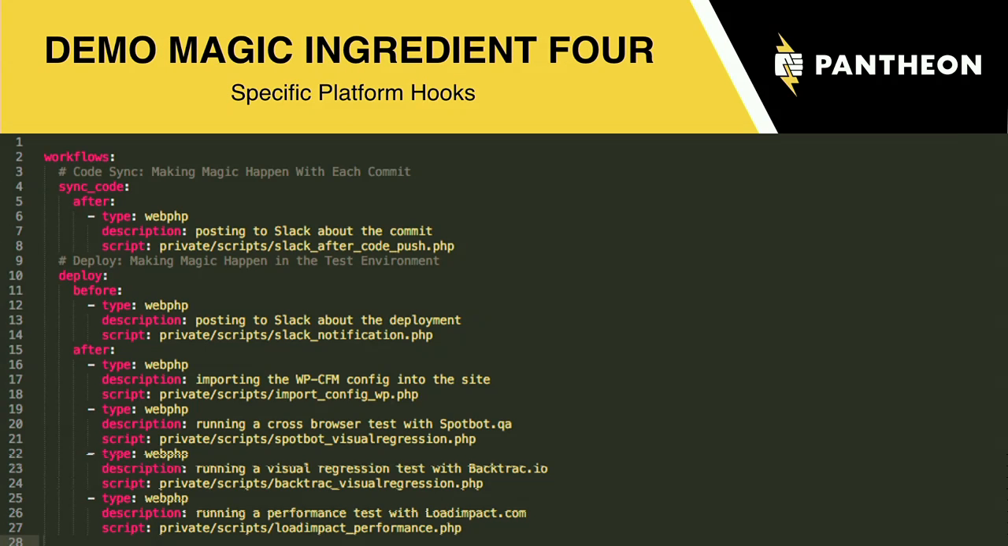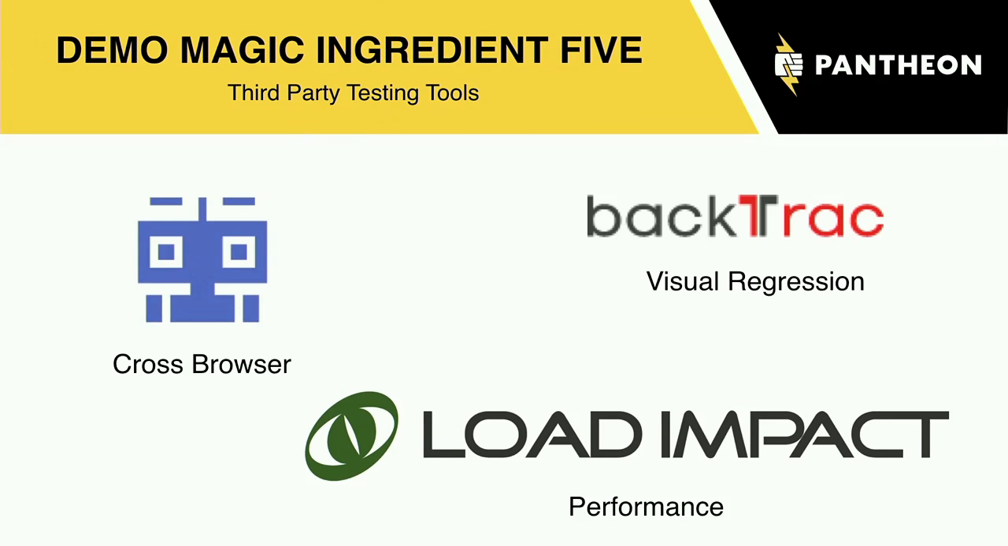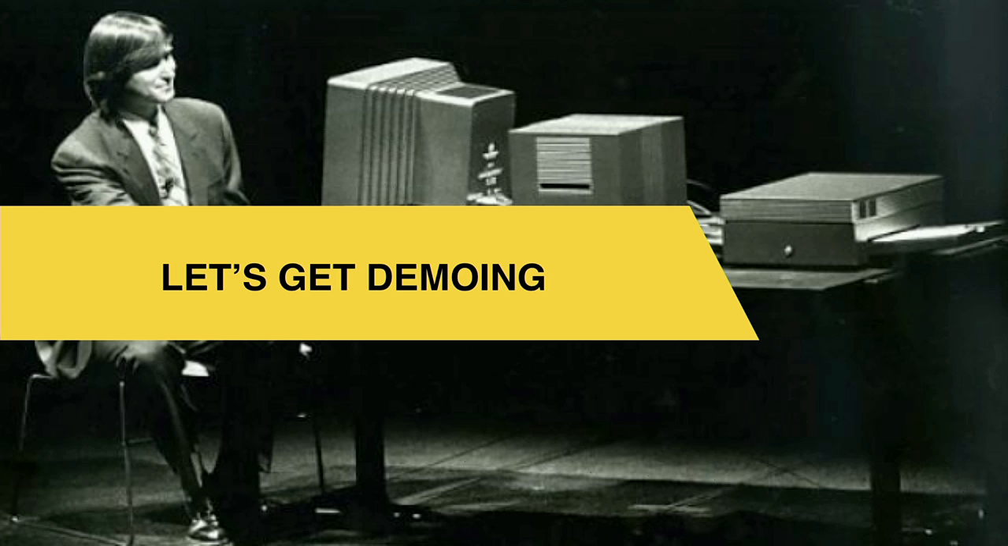And then you end up defining your process something like this, where we'll say, okay, on the deployments, we want to tell our Slack notification we're about to do the deployment, so people on Slack know tests are coming. And after the deployment, we're actually going to do certain things like import configuration and do our tests. These are the three tools we'll look at today: cross-browser testing, visual regression testing, and performance testing. So, all right, that's the high level of what we're up to.